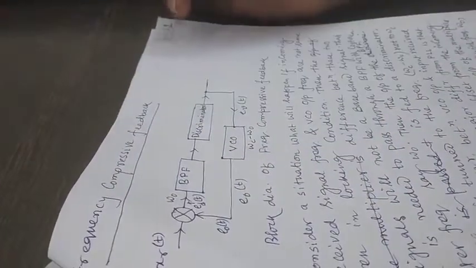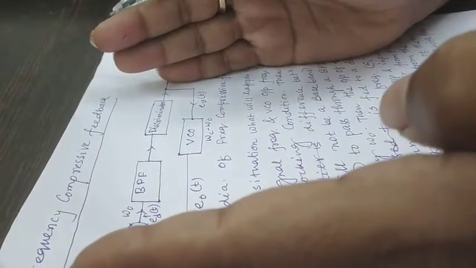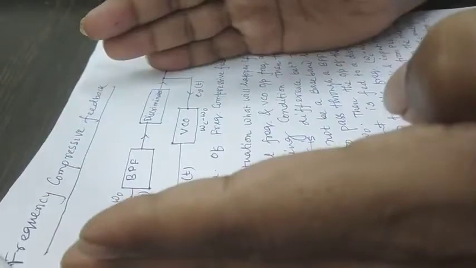To have that, we use a method. We are not going into the details. I think it is not in your syllabus also. That is frequency compressive feedback. This demodulation will be used for frequency modulation or angle modulation or whatever it may be.